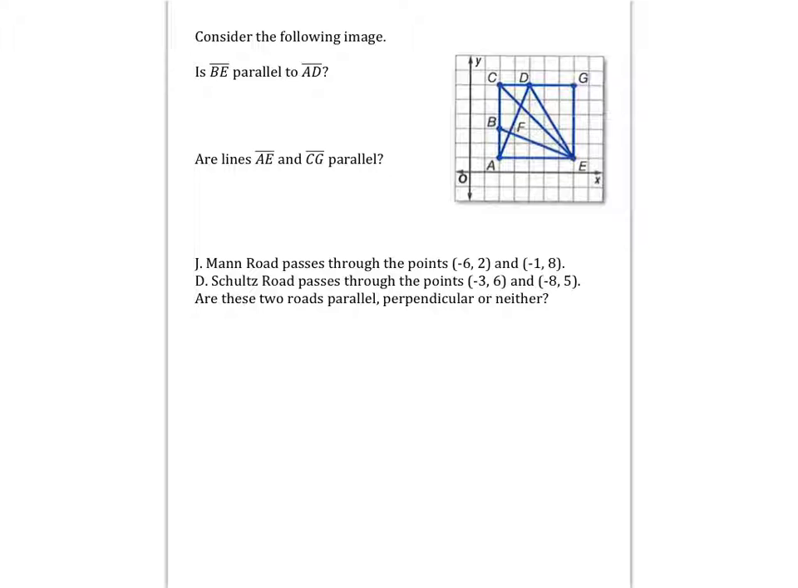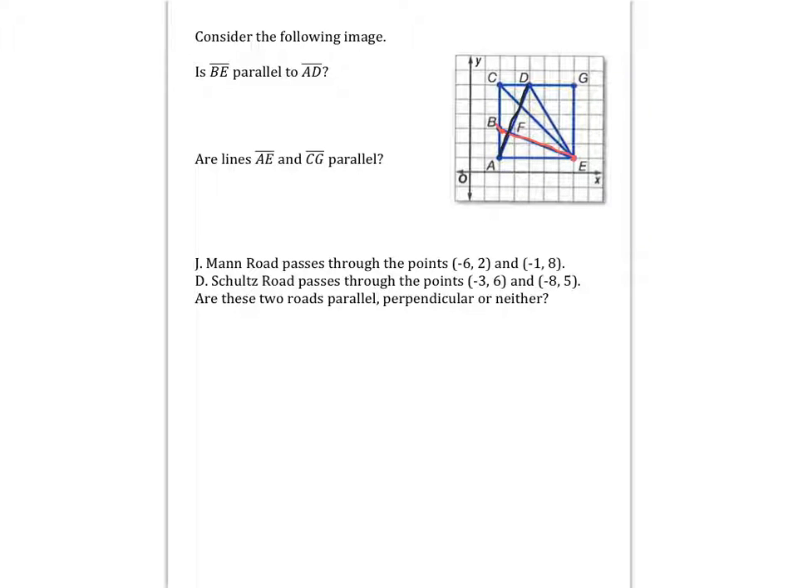Consider the following image. Is line BE parallel to line AD? So that line right above BE and AD means line segment. So we essentially want to know if, and here in red, BE, so here's B to E, is parallel to AD. So here is AD. So by looking at the picture, do those two lines intersect? Well, they do. So we're thinking they're not going to be parallel, right?